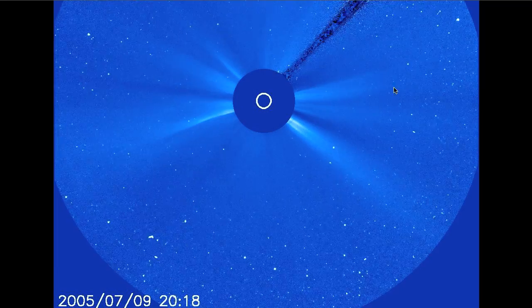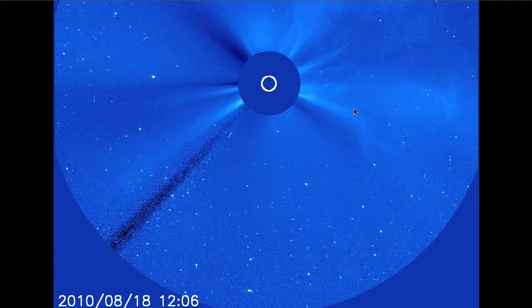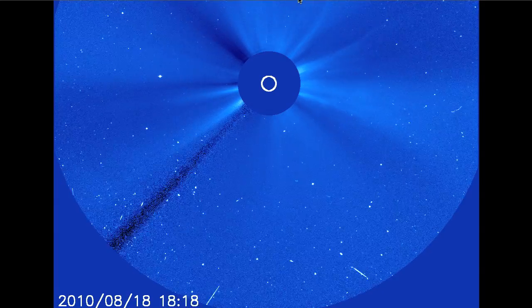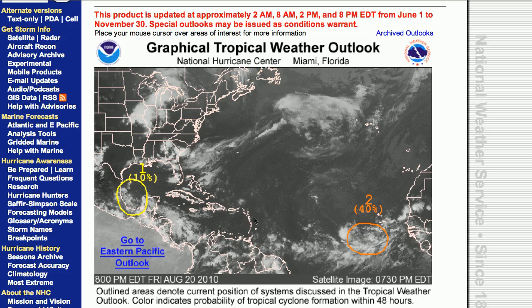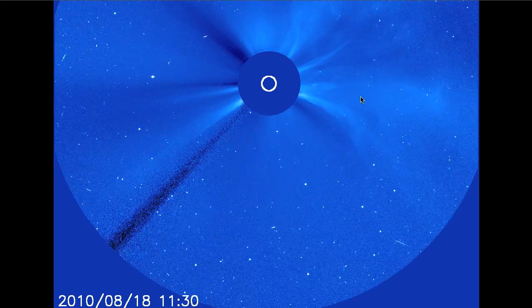And so I'm going to be watching this very closely. We should know fairly soon whether or not these areas are going to be associated with this particular disturbance.